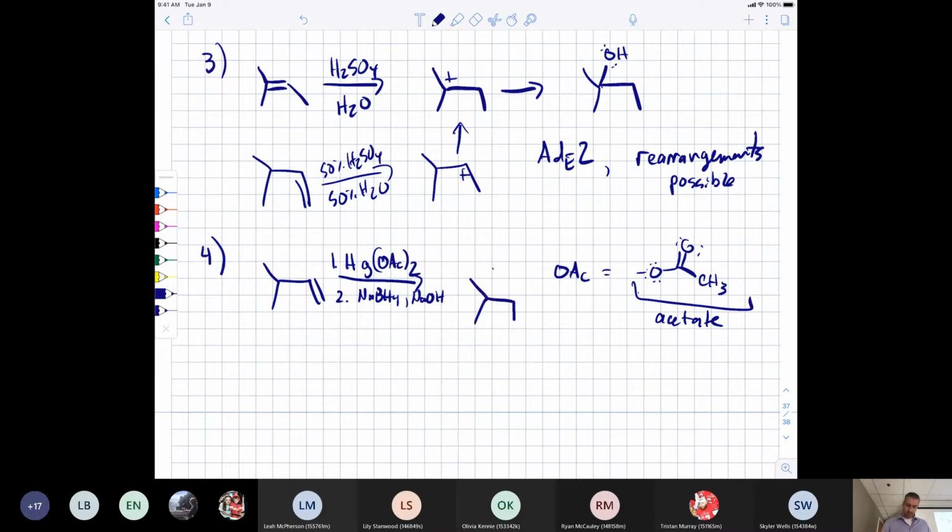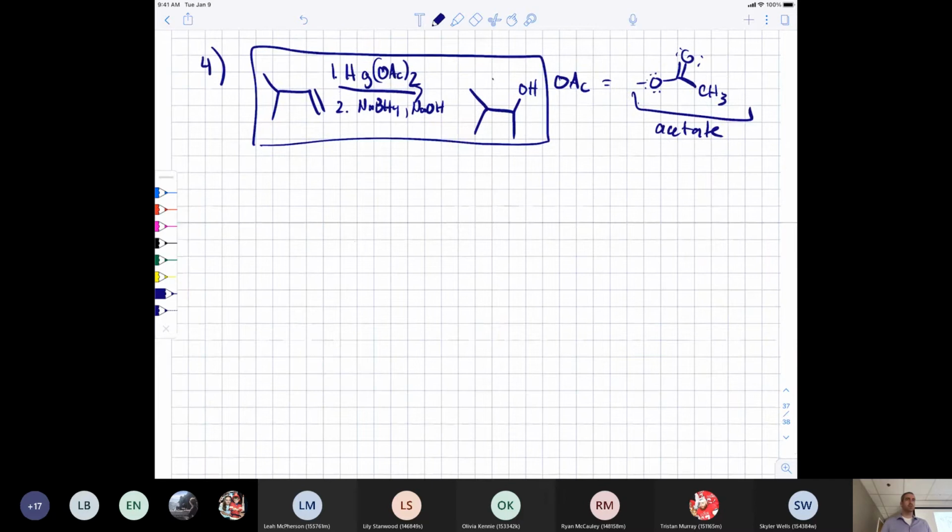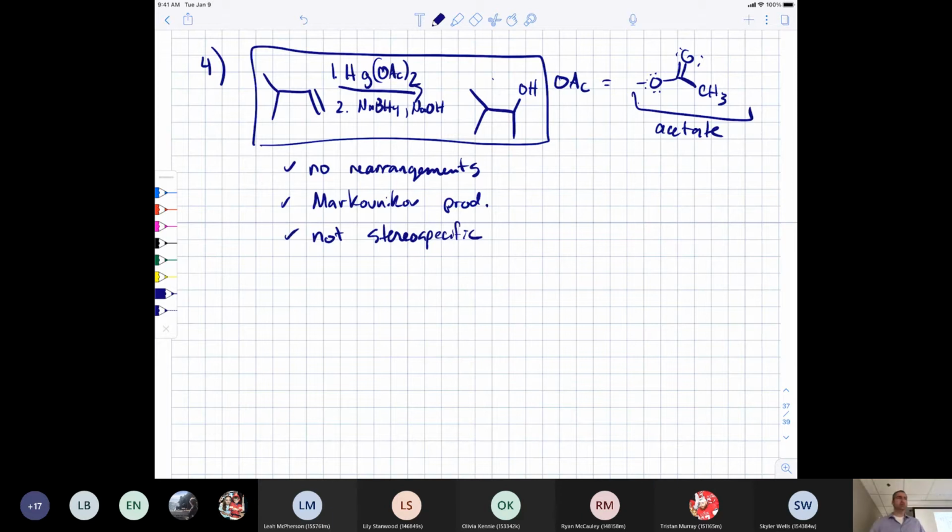And what this will give is the Markovnikov product with no rearrangements. No rearrangements. Markovnikov product. And not stereospecific, meaning not anti, not syn, get a mix, get a bunch of stuff.